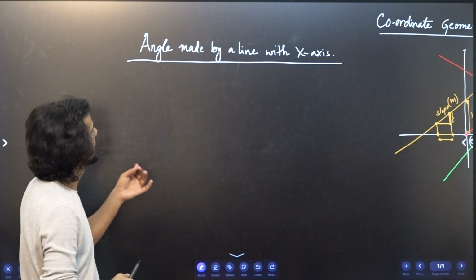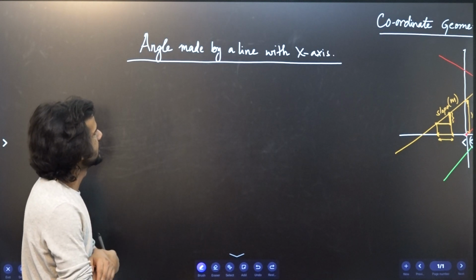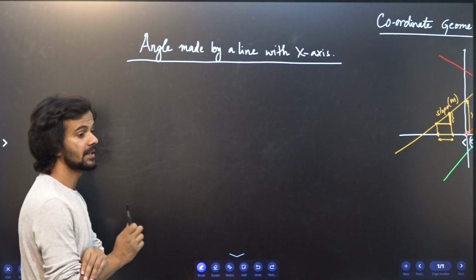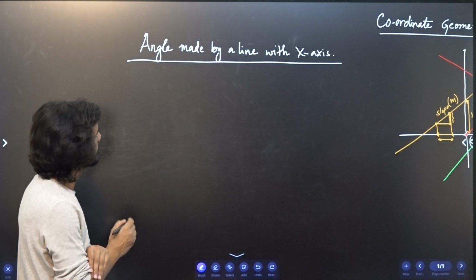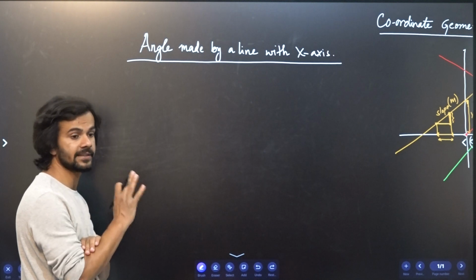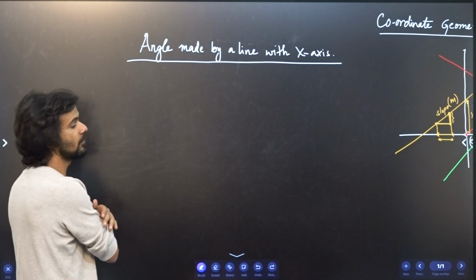Let's have a look at it very, very carefully. Angle made by a line with the x-axis. And this has a great consequence in a lot of places. We need this idea of finding the angle between the line itself and the x-axis. Let's understand very clearly what that means.